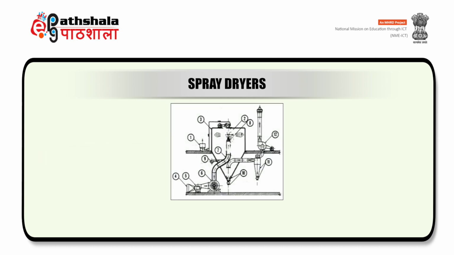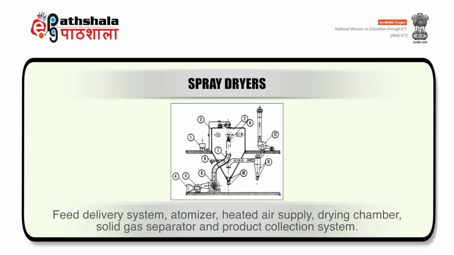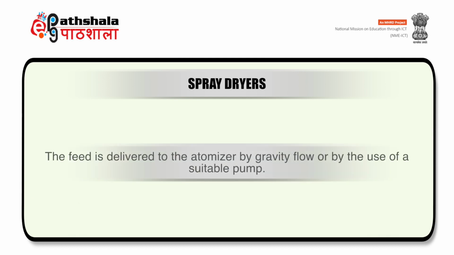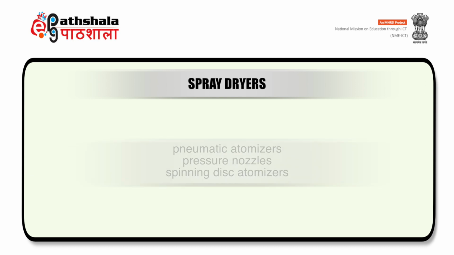Now we will discuss the spray dryer being shown on the screen. A spray dryer usually has the following components: feed delivery system, atomizer, heated air supply, drying chamber, solid gas separator and product collection system. Now we will discuss its working. The feed is delivered to the atomizer by gravity flow or by the use of a suitable pump. Spray dryer atomizers are of three basic types: pneumatic atomizer, pressure nozzle and spinning disc atomizer.